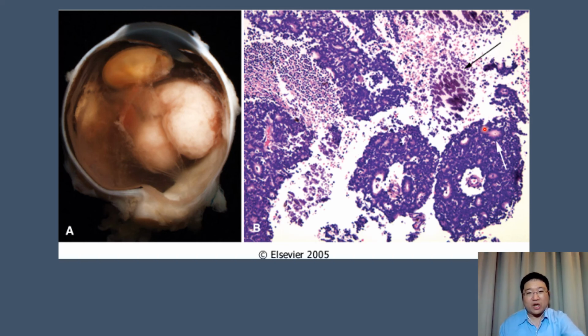Because the tumor cells are trying to form photoreceptors, this is a characteristic feature of retinoblastoma, Flexner-Wintersteiner. But overall, the tumor is composed of small blue round cells with scant cytoplasm.